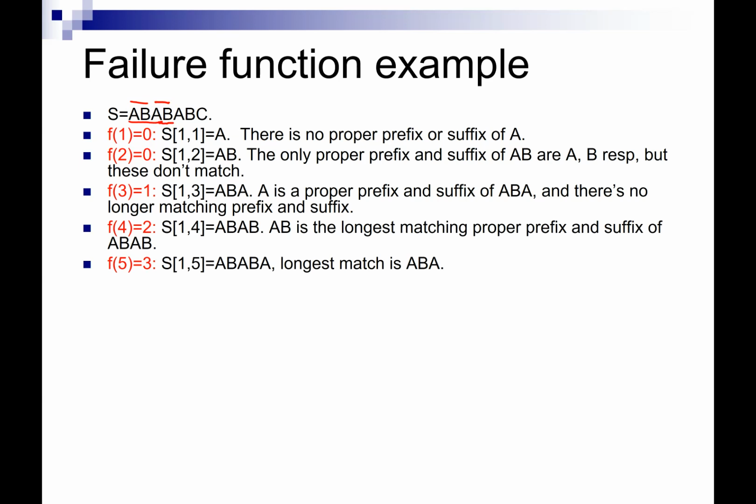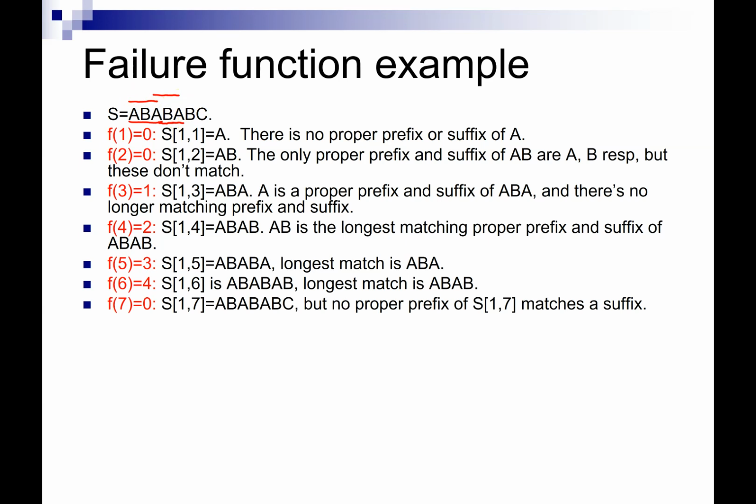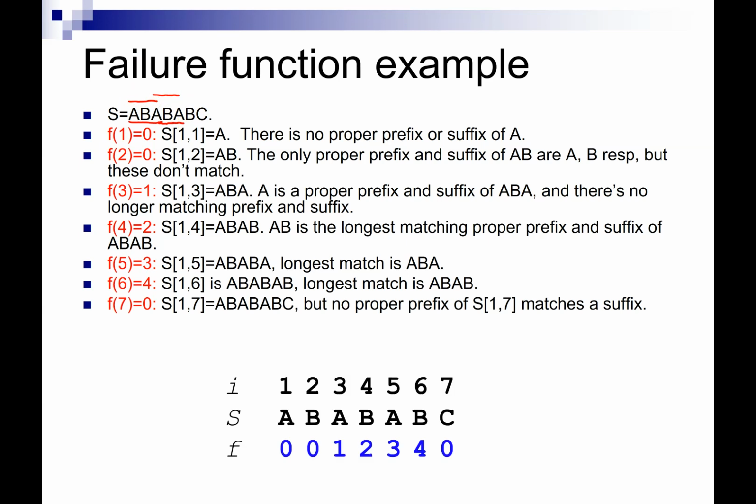For f of 5, I'm not going to go through all of these, but let's just do this f of 5 over here. Then you have that this prefix matches that suffix, so f of 5 is 3. And then you can just continue computing the rest of this, and eventually we compute these values for all prefixes of s.